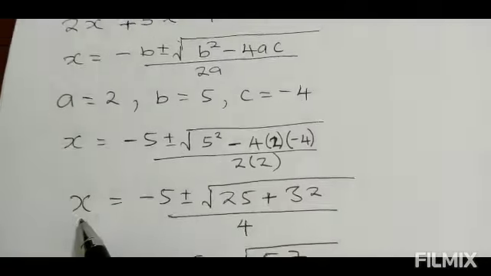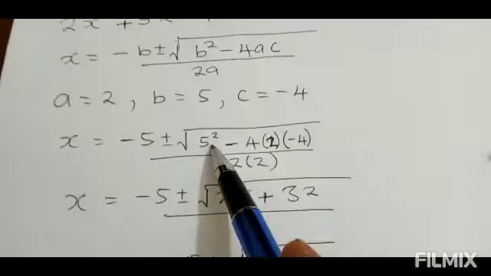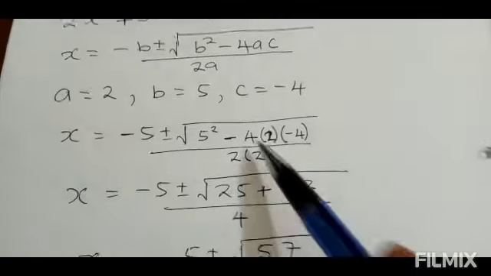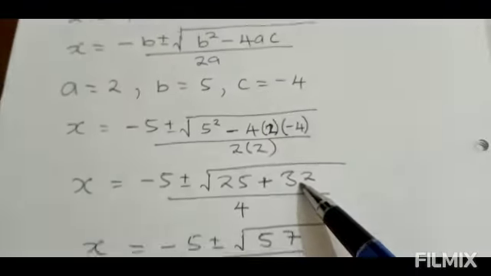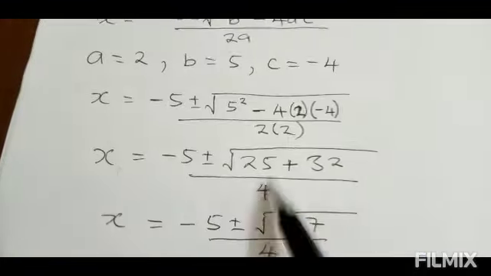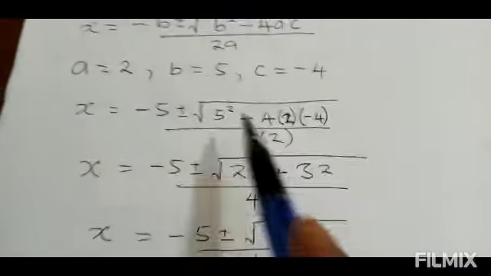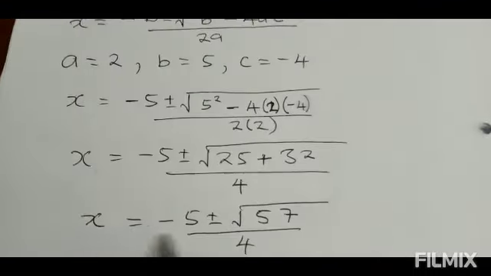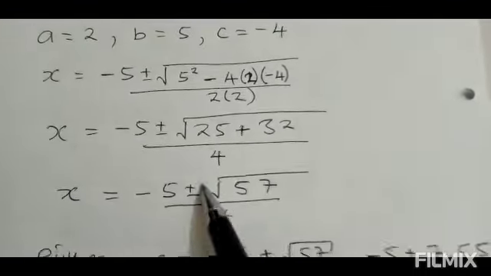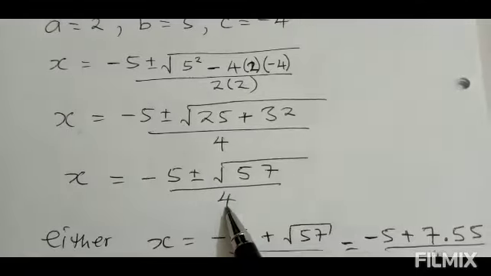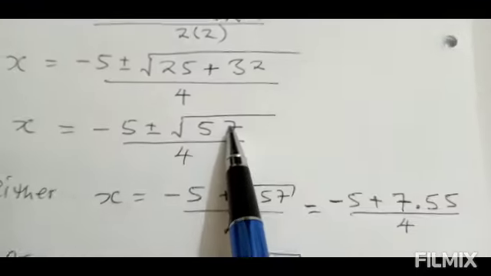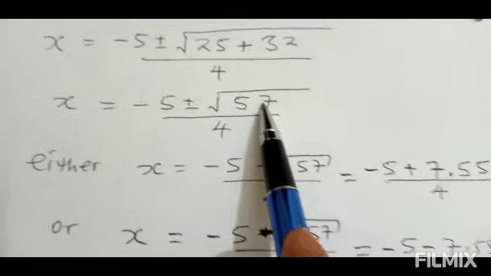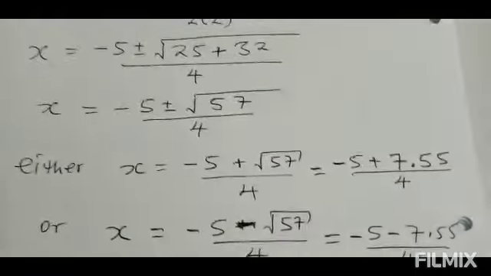So x is equal to minus 5 plus or minus 5 squared is 25, plus when you multiply, you're going to get 32, over 2 times 2 is 4. Minus is positive. So x is equal to minus 5 plus or minus the square root of 57 over 4. Of course, this is not a perfect square, so you need a calculator to find the square root.